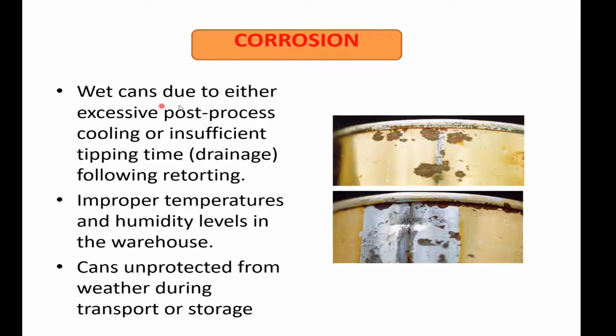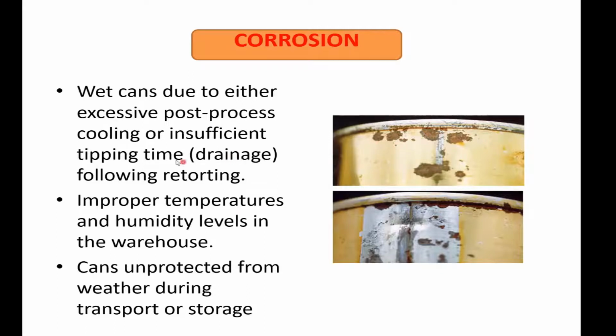So why the wet cans? Due to excessive post-process cooling. I told you during the cooling process, we have to keep between 36 to 39 degrees centigrade. Why 36? Because most of the moisture that is condensed on the can will be evaporated at 36 degrees centigrade. So if you do more cooling immediately, the moisture will be condensing. If the tin coating is not proper, from there the rusting will start.